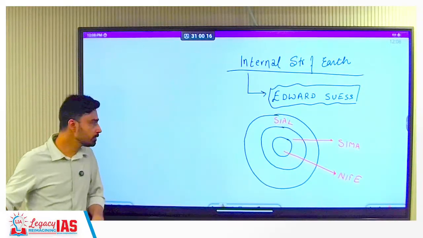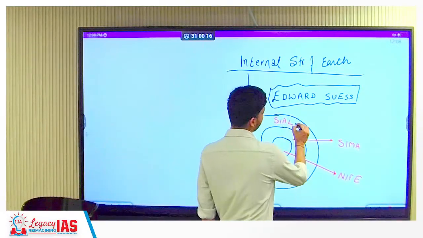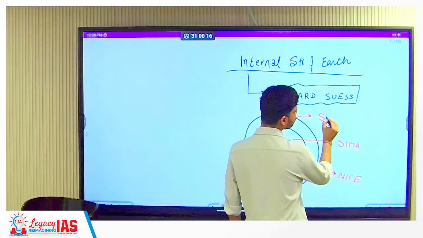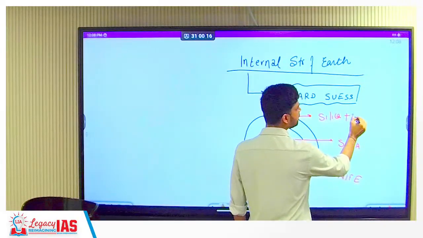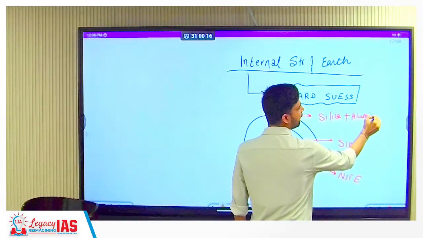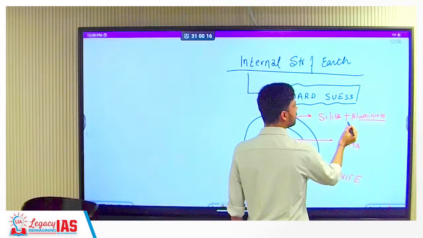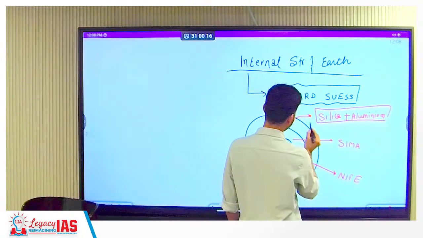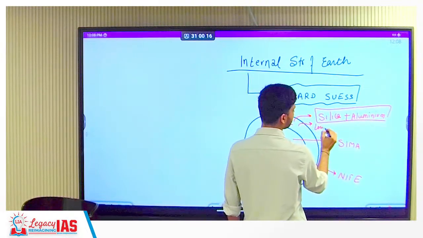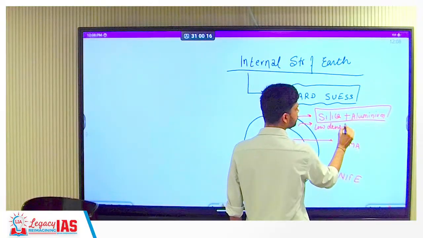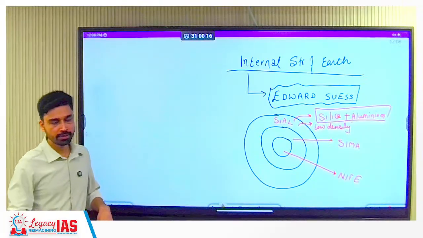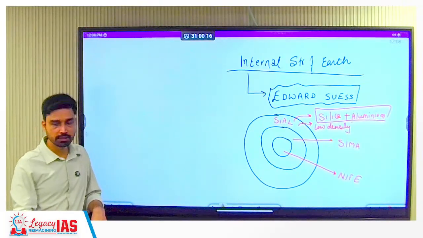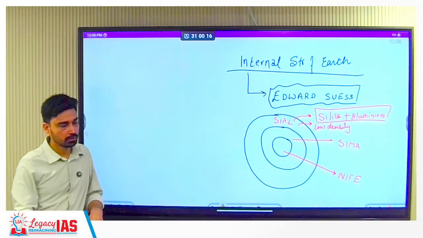Why is he calling the uppermost layer Sial? Because he says here you have a dominance of two elements. What are these elements? Silica and aluminium. The uppermost layer is also the lighter layer. Lighter means low density. So this low density upper layer has a high percentage of silica and aluminium, and that is why he refers to it as the Sial layer.